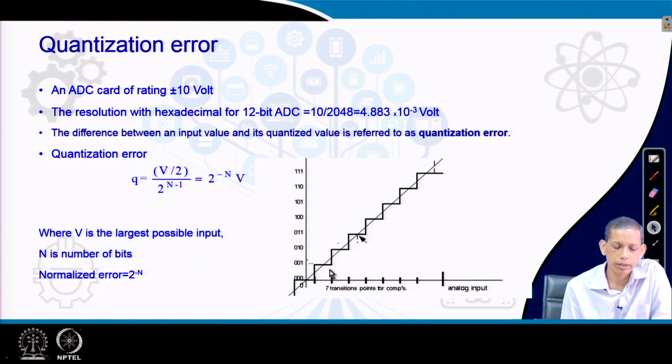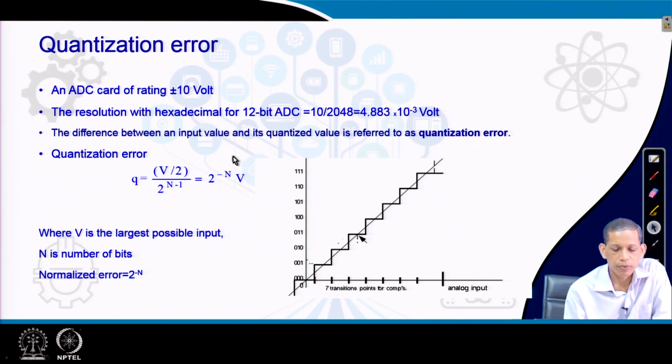Associated with this ADC, there are errors that creep into the digital domain in the further computation. Say an ADC is having a plus minus 10 volt range, and suppose you are using a 12 bit ADC, then as already mentioned, 10 divided by 2048 gives 4.883 into 10 to the minus 3 volt resolution. So, between 2 data which will be acquired by such a processor, there will be an accuracy level of 4.883 millivolt.